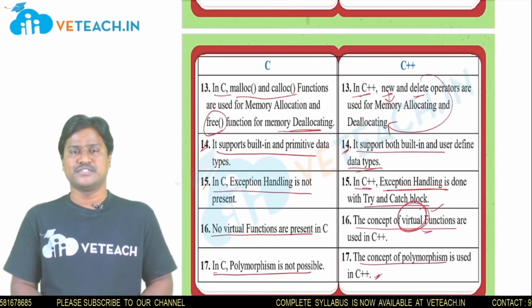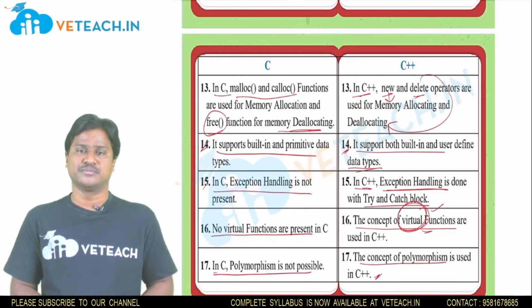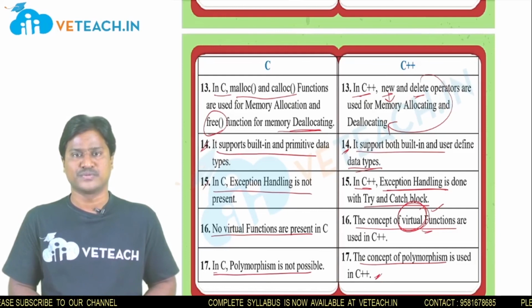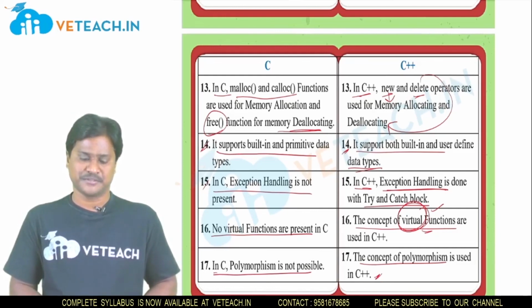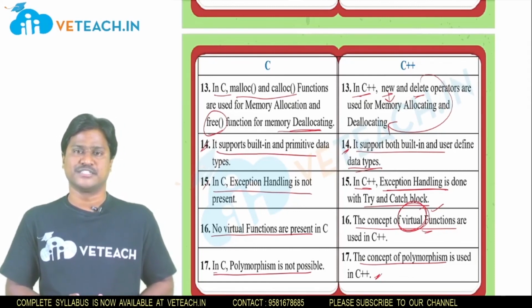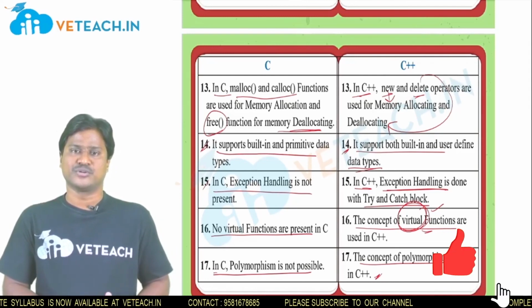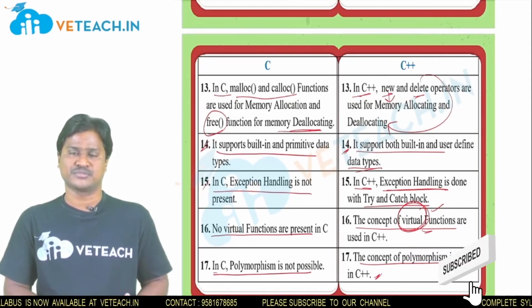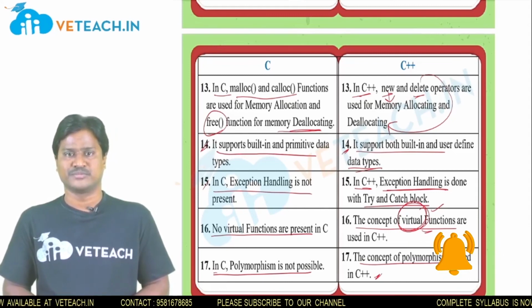By using these different types of features in C++, the developers made this language more powerful in the designing of complex programs or software. And these are the list of differences that mainly differentiate the C language, a procedural and structure oriented programming language, in the designing of programs, whereas C++ is object oriented programming. Thank you.